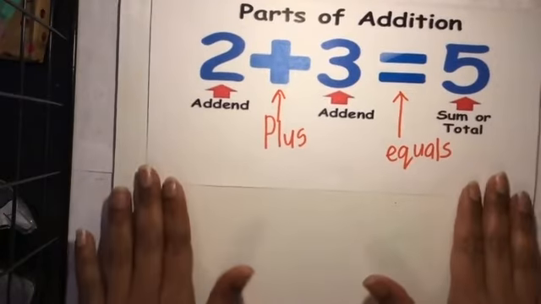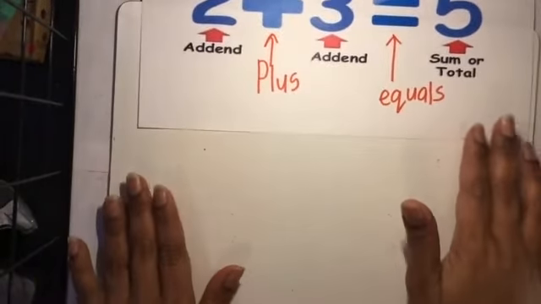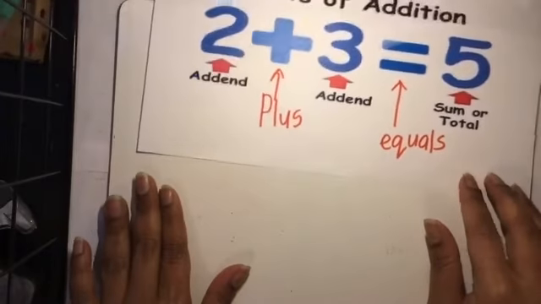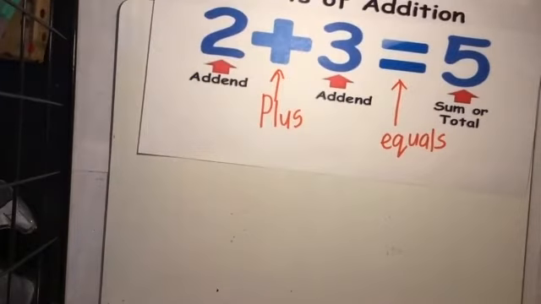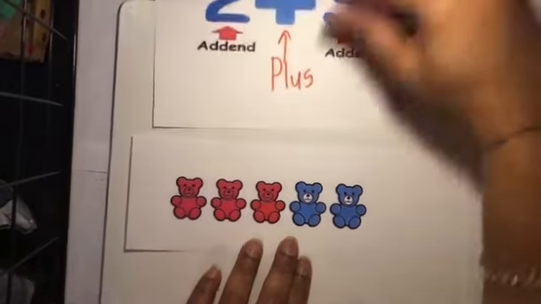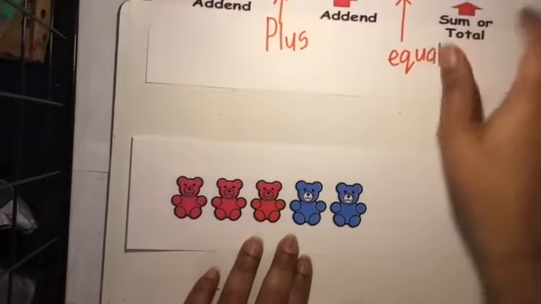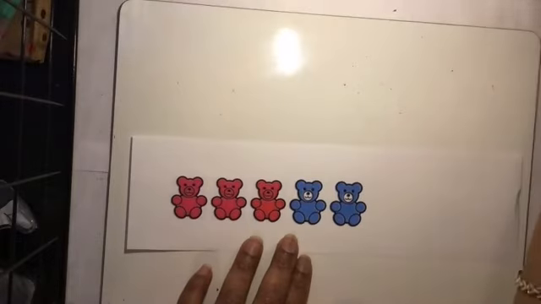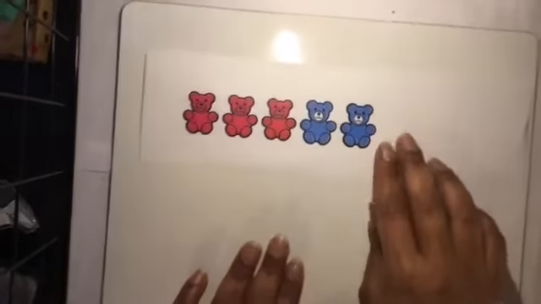Now, I want to talk about making an addition sentence. So remember, this is the part of an addition sentence. So for right now, I have some bears over here. These are my bears. I'm going to take this and move it up just a tad, okay? Actually, move it out of the way. So over here, I have some bears.